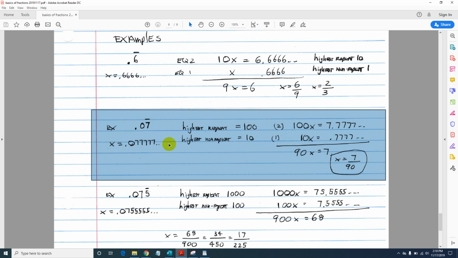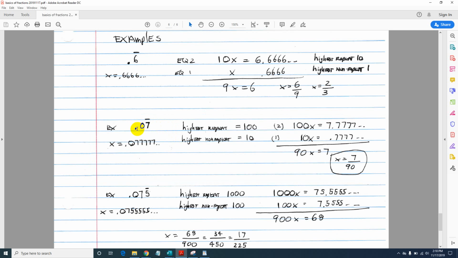You know, x is always this, right? Multiplying by 10 means you move the decimal over one place, so you get this. Multiplying by 100 means you move the decimal point two places, so you get 7.7777777 over here. You put them on top of each other, you subtract, and you get 90x is equal to 7. So x is 7/90.